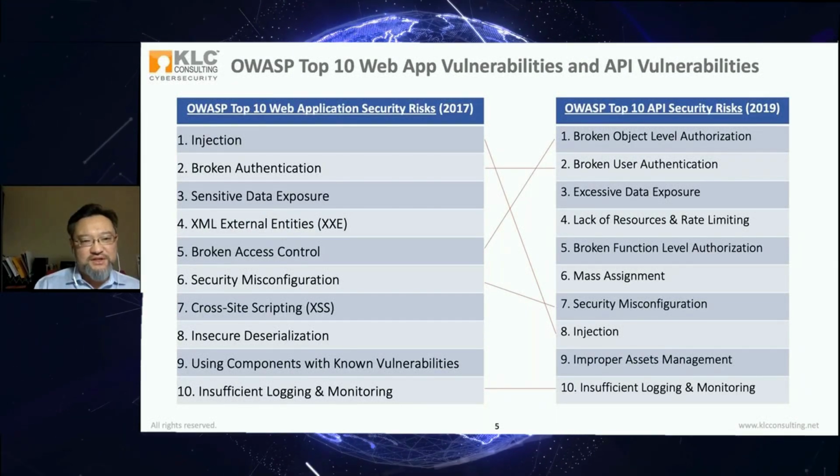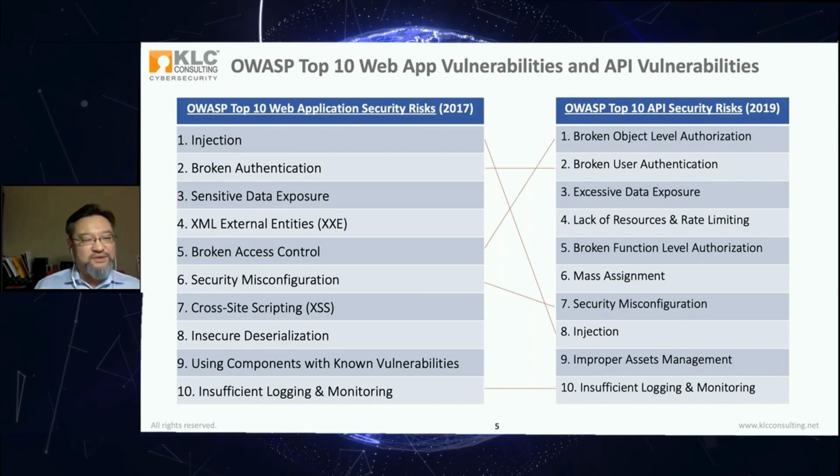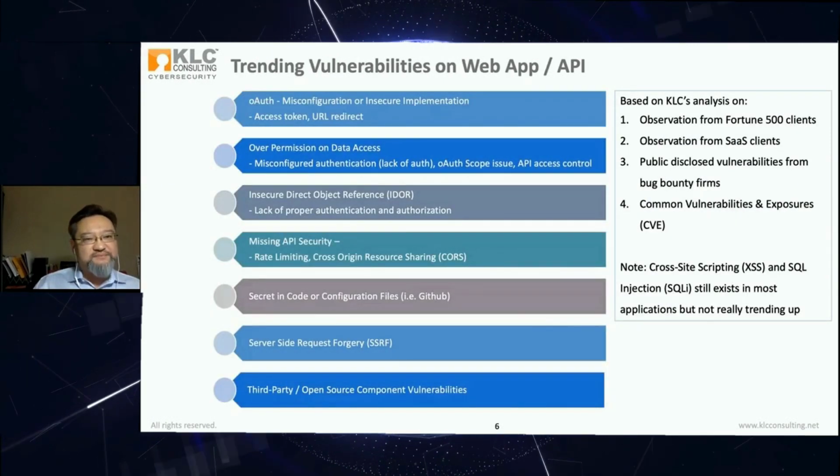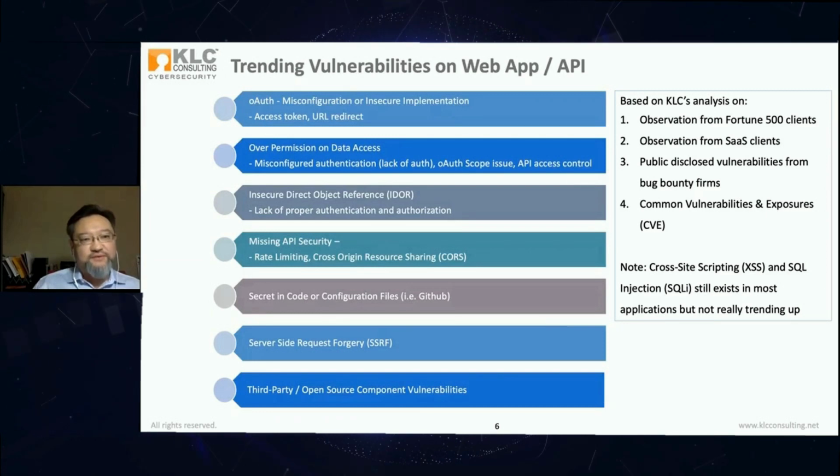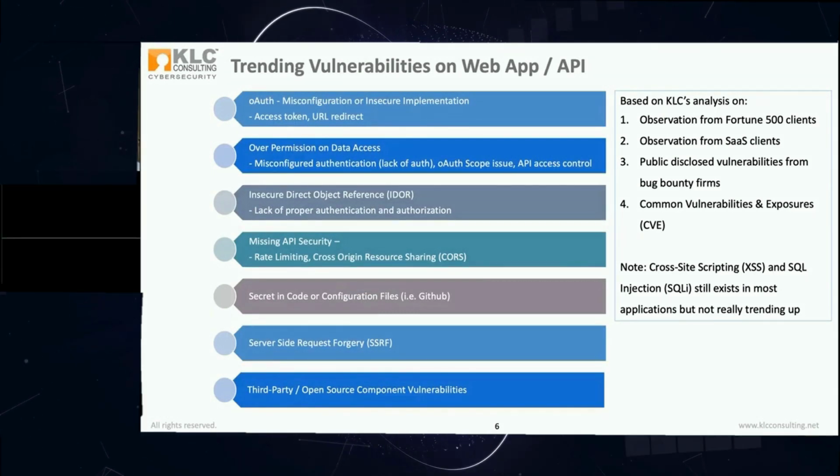Okay, so let's get into our topic here. Trending vulnerabilities. I have listed 7 vulnerabilities that we see recently, and these are based on our analysis of our observation of the Fortune 500 clients, observation of the SaaS, software as a service clients, and also the publicly disclosed vulnerabilities from the bug bounty firms. They do make some of the publicly disclosed vulnerabilities available.